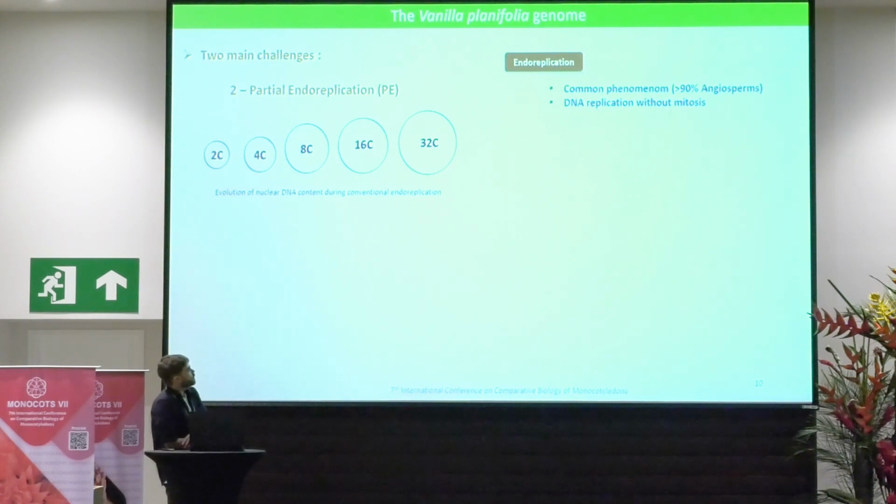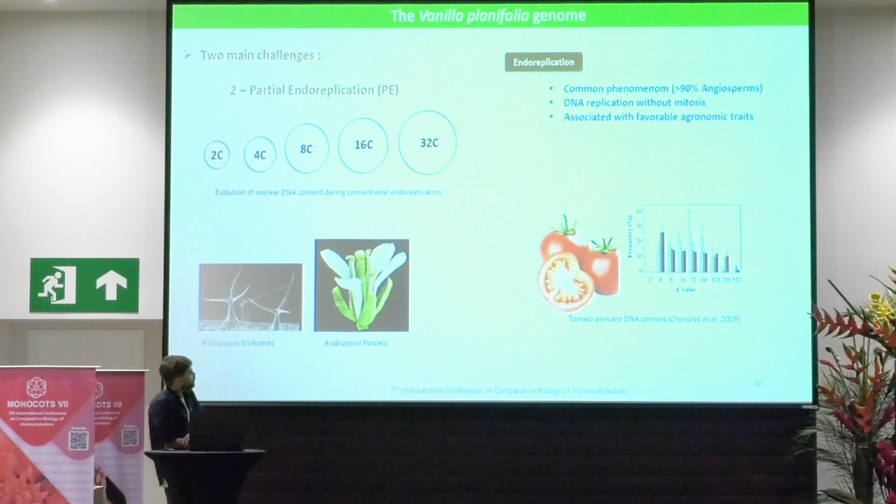the orchid-specific phenomenon of partial endoreplication that has been mentioned this morning. Which is, as you guessed, a kind of endoreplication, which is itself a really common phenomenon in plants, with more than 90% of angiosperms subject to this phenomenon, and that corresponds to DNA replication without mitosis at the end. So here you have got a genetic representation with the doubling of the nuclear content at each endocycle. And while this phenomenon is often associated also with favorable agronomic traits like organ development, fruit size, resilience and resistance to some stresses, abiotic or biotic.